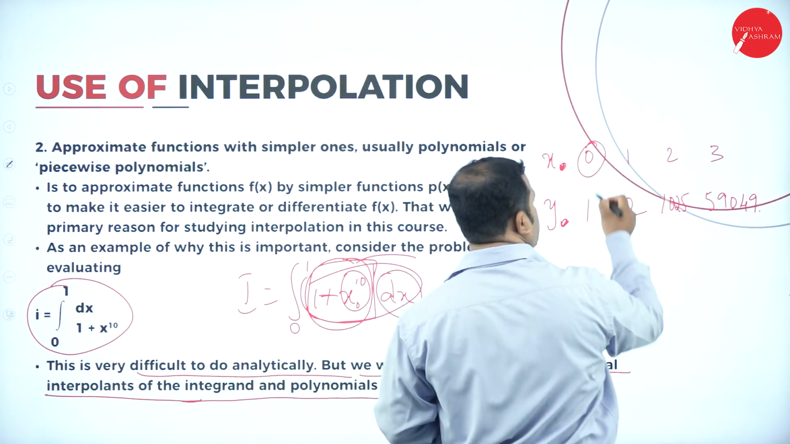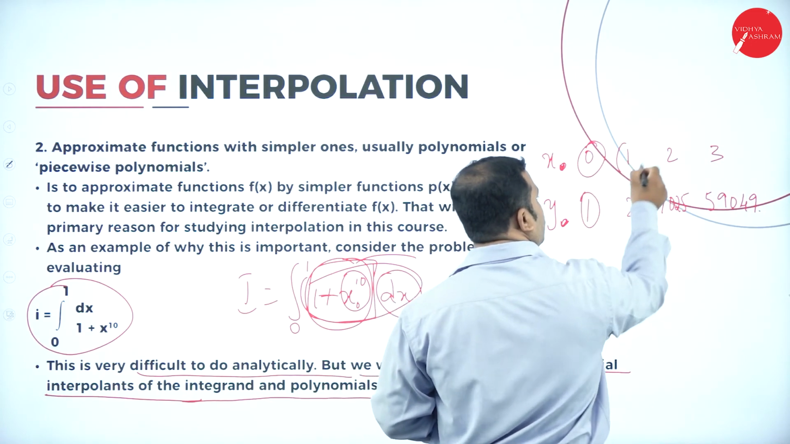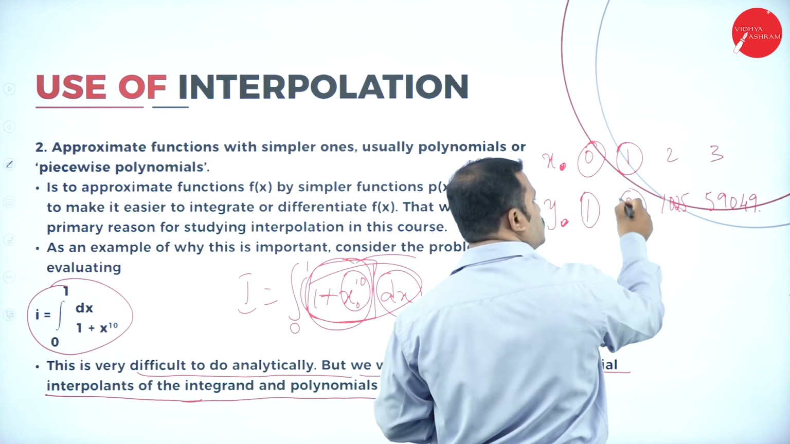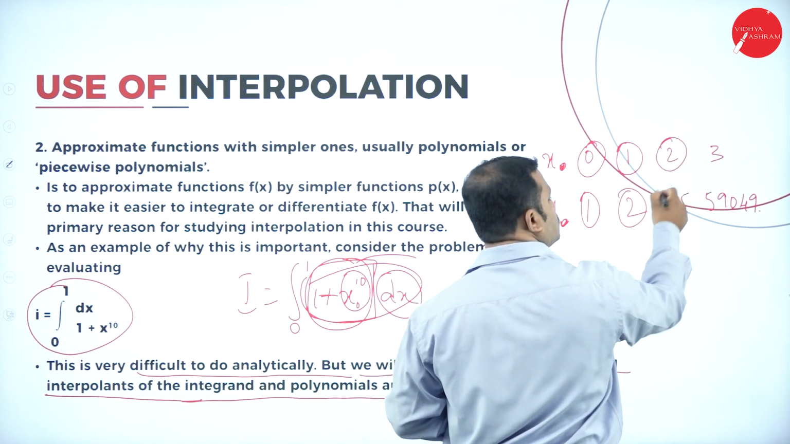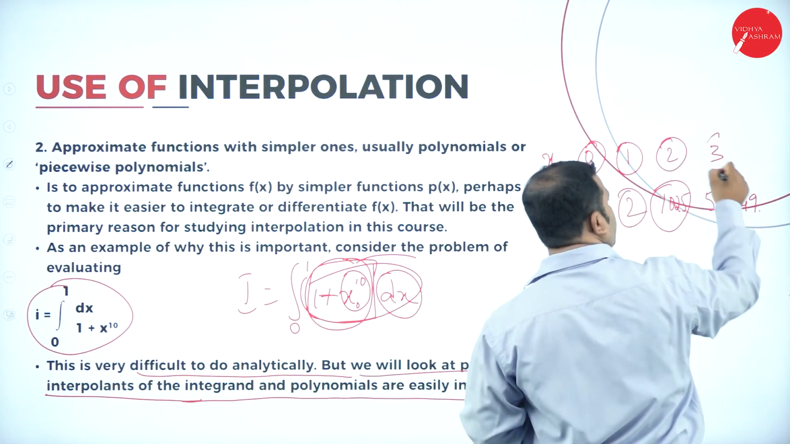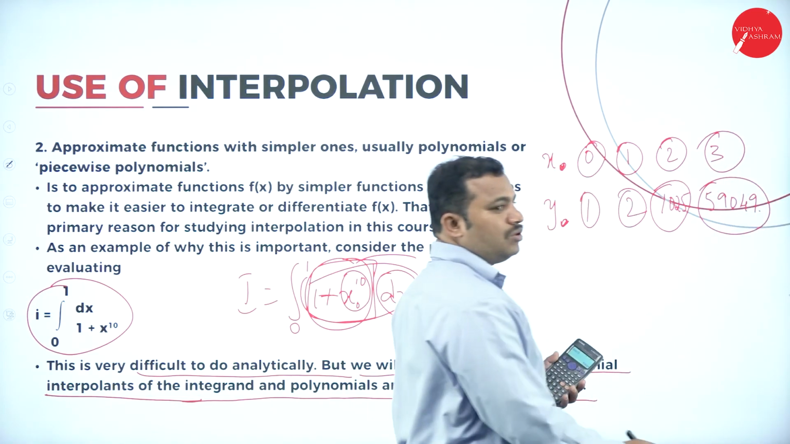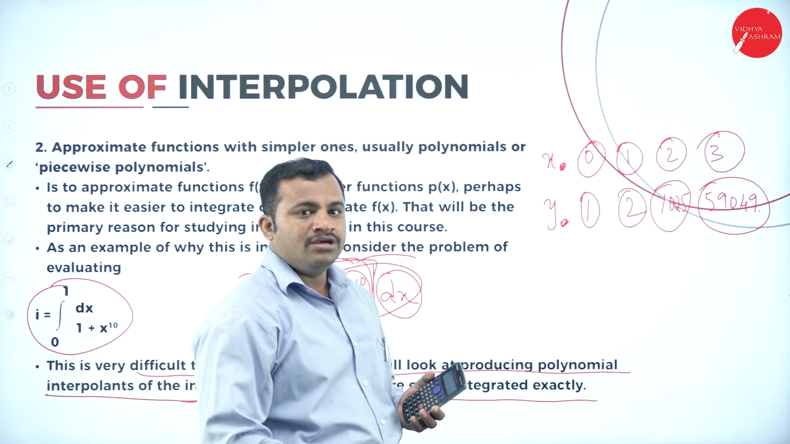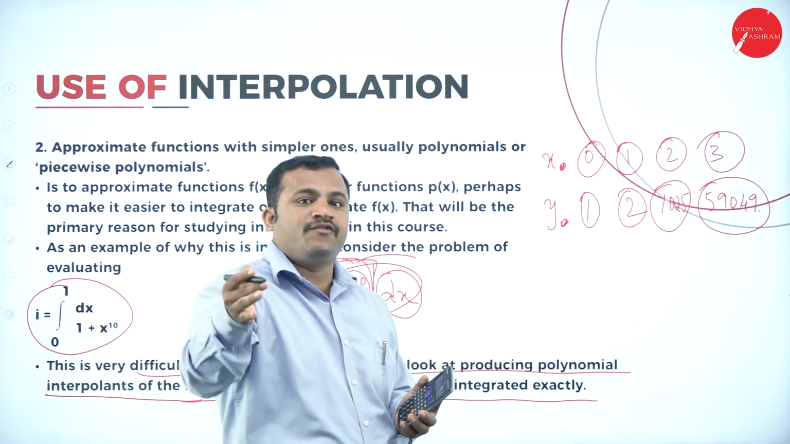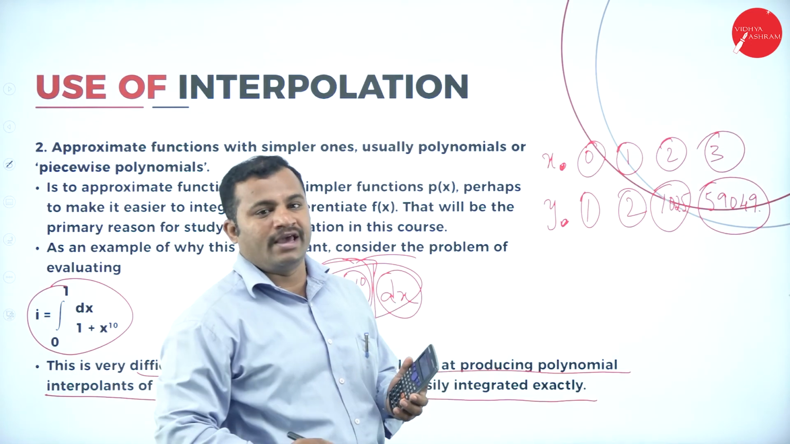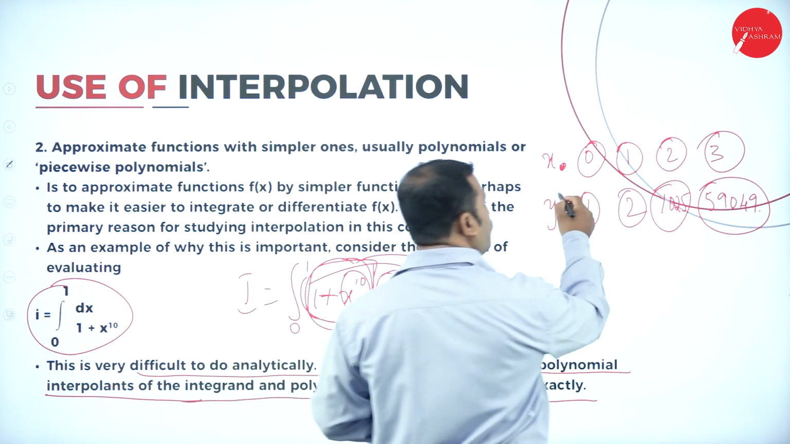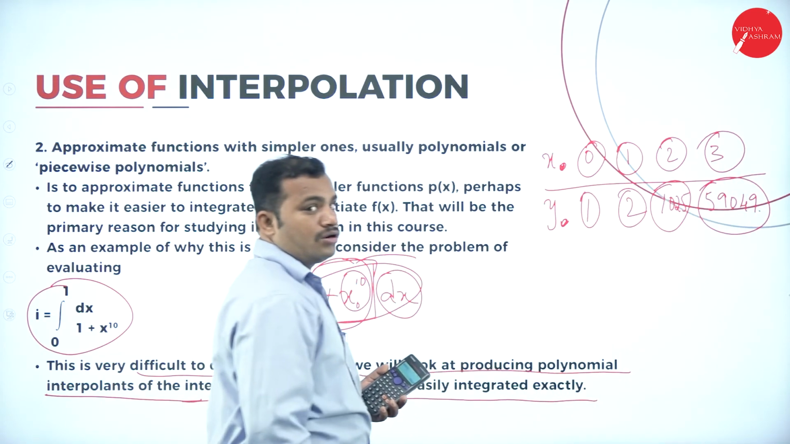When the value of x is equal to 0, y is 1. When x is equal to 1, y is 2. When x is equal to 2, y is 1025. When x is equal to 3, y is 59,049. So there is a change in the value of y for every change in the value of x. What is the order of change in value?